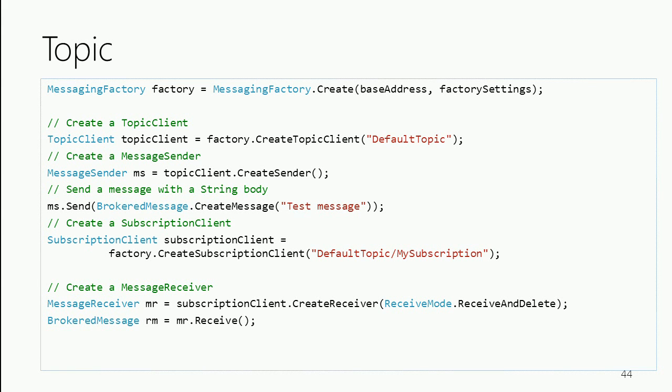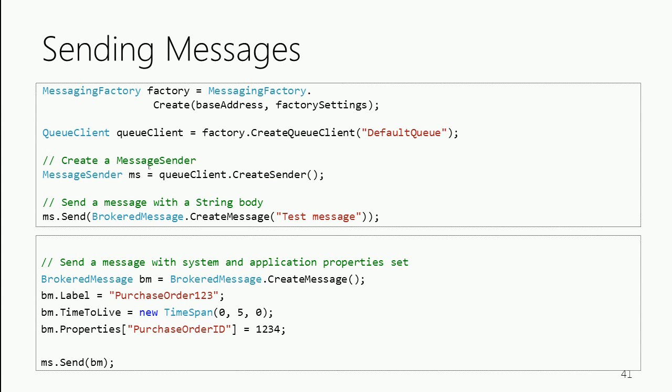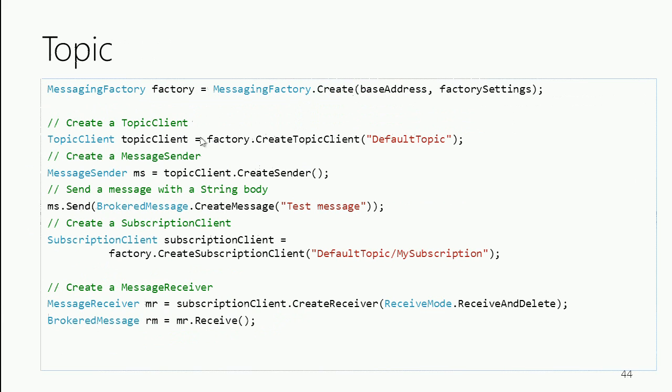So topics: you create a topic client, you create a sender, you create a message, and you send it. So up to this point, the topic is exactly like a queue. This is interchangeable code. In fact, if you notice, between this, create a queue client and create a sender, and that, there's really no difference.